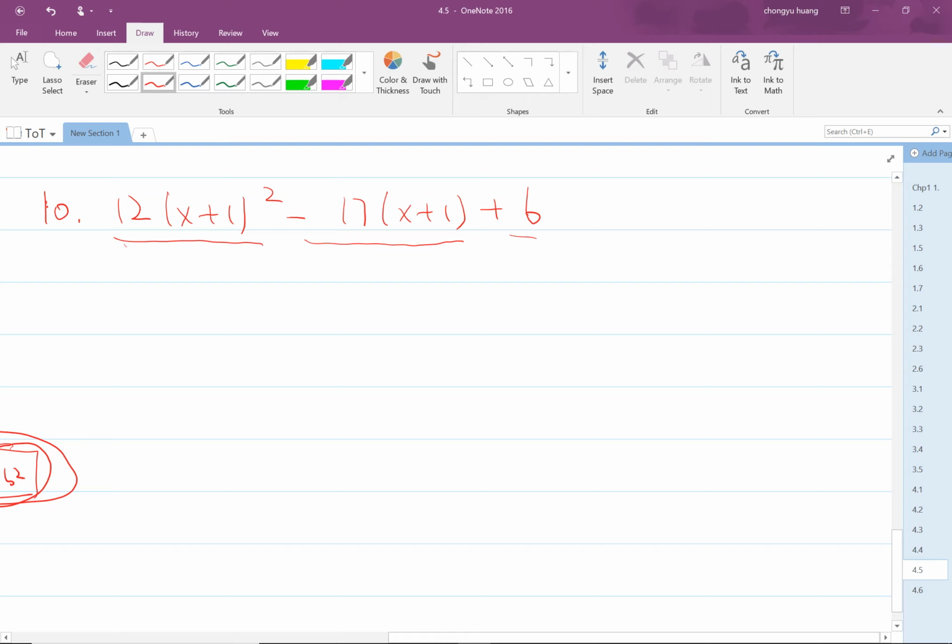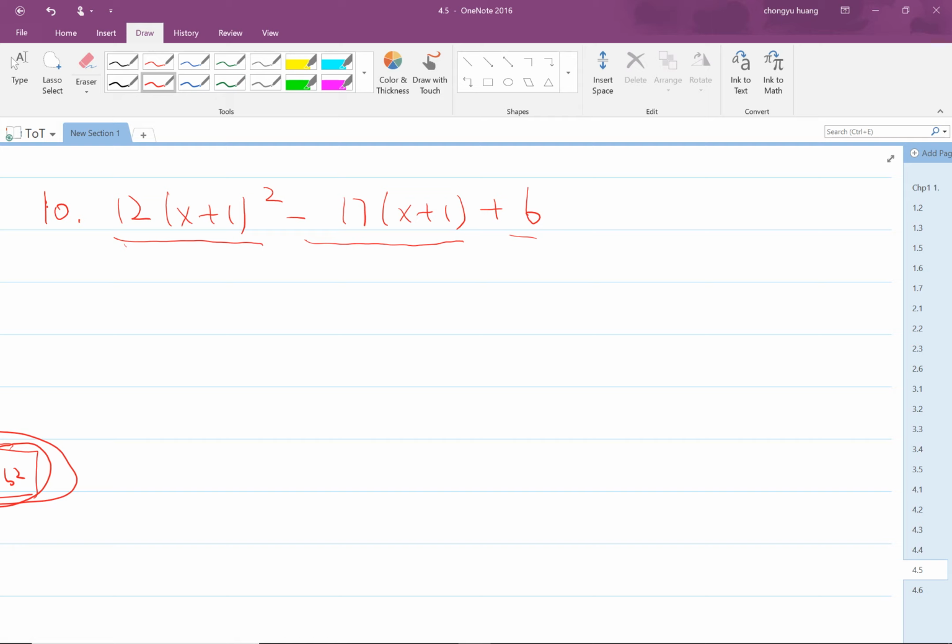There's actually nothing in common, so you just cannot find a greatest common factor over here. So right away you should know that we have to apply the basic method over here.